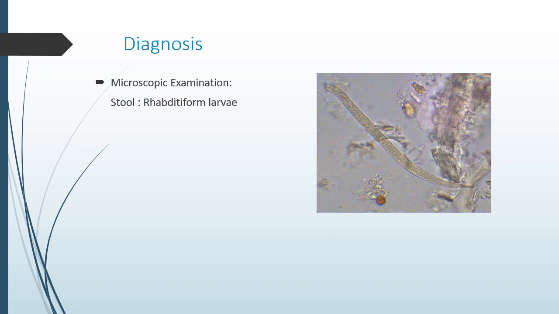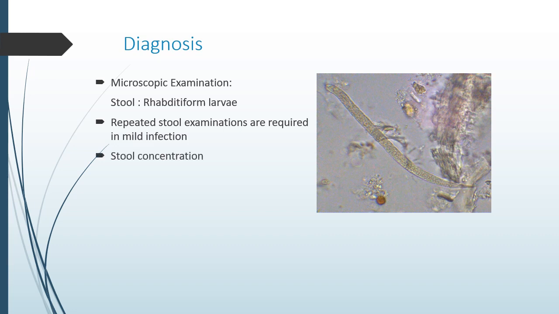Now coming to lab diagnosis: microscopic examination of stool, where you will not see eggs like other intestinal helminths, but you will see rhabditiform larva. But one thing should be noted: when the infection is milder, repeated stool examination is required, because it may not come up in a single sample.